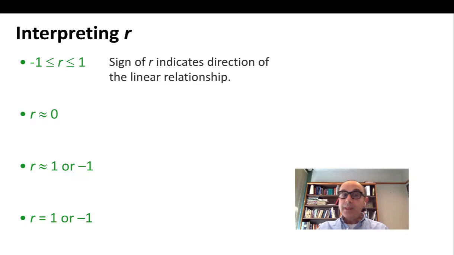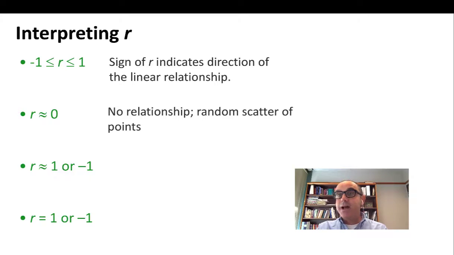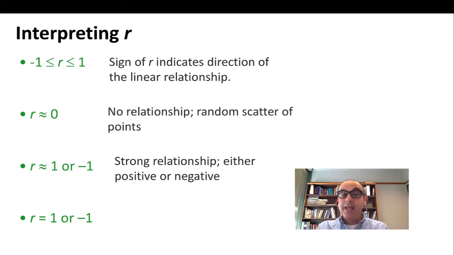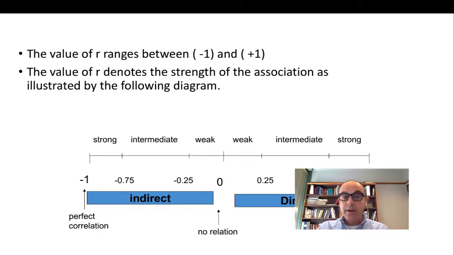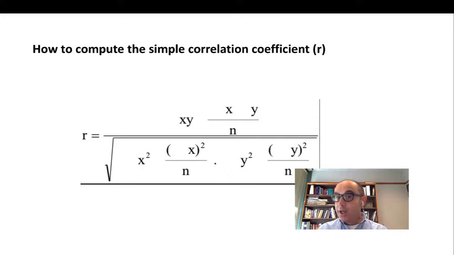The sign of R indicates the direction of the linear relationship, and if it is equal to 0, there is no relationship. As I said, -1 and 1 are the strongest relationships, either negative or positive, and all points fall exactly on a straight line when R equals 1 or -1. So again, this is the indicator, this is our scale for us to apply.